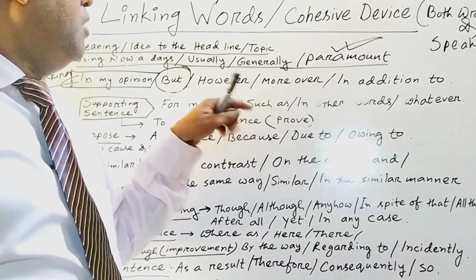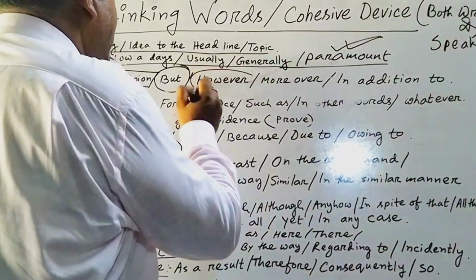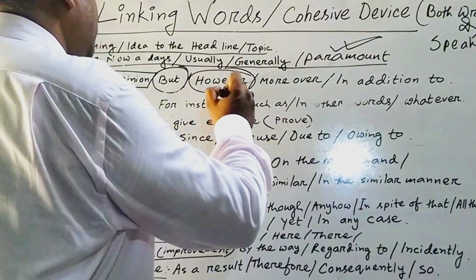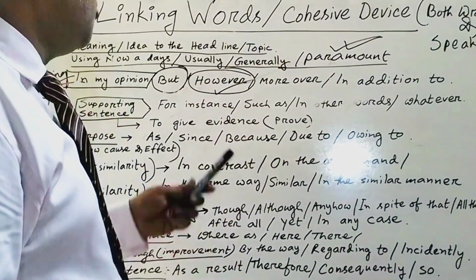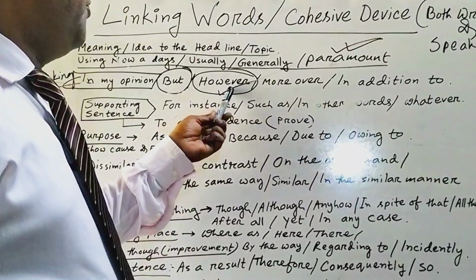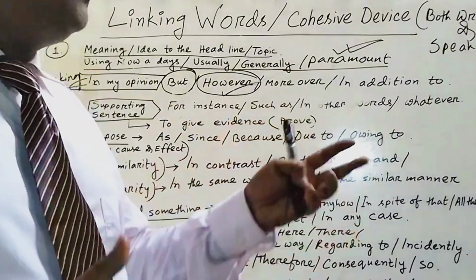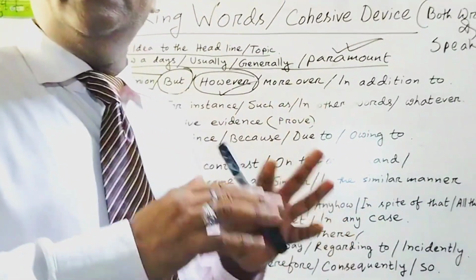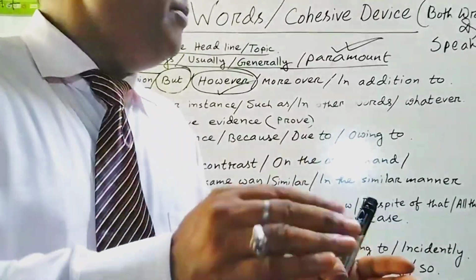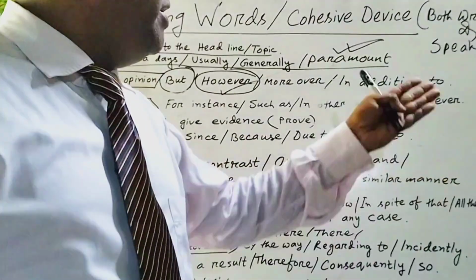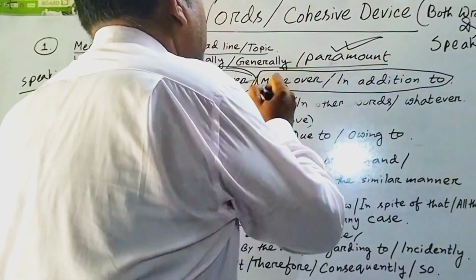However, moreover. This word is very, very important for all the learners and language learners, both IELTS and general students. However is basically used for developing your speaking and writing also. Moreover, this word is used when something is added to your speech this way. In addition to and moreover have the same meaning in a sentence.